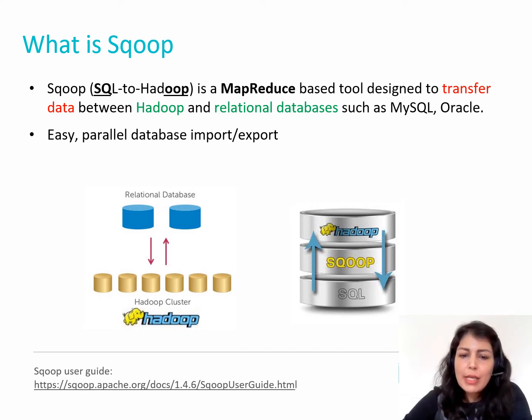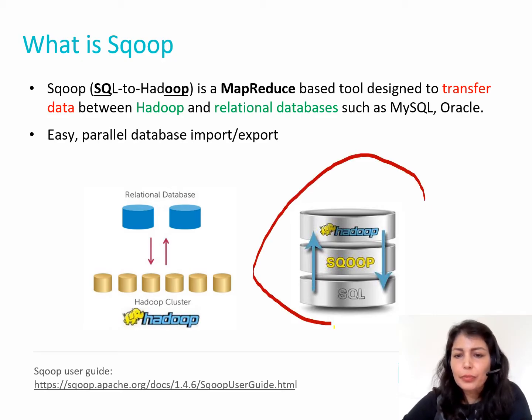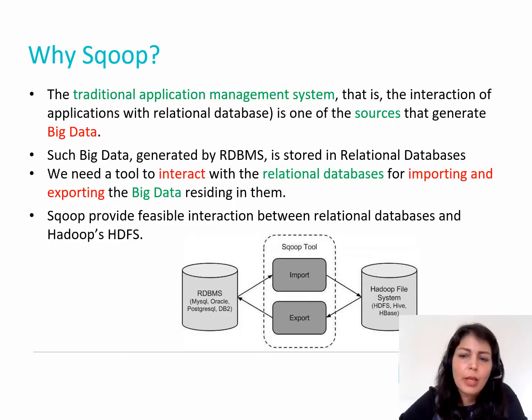So as you can see in this picture, let me show you. As you can see in this picture, we have Sqoop between Hadoop and SQL. Sqoop is responsible to import and export data between traditional database and Hadoop. It is another picture that is saying the same meaning. So it's easy to do it. It's a parallel import and export tool.